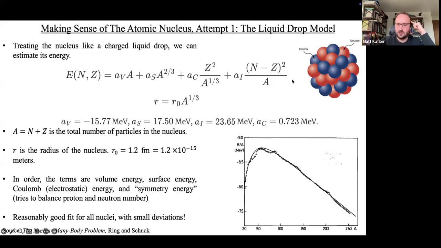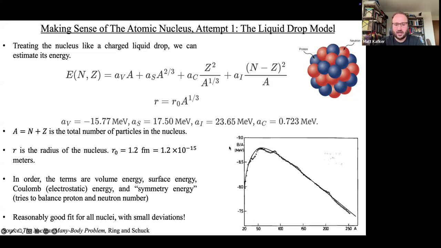And then there's what is called the symmetry energy. It's there to try to balance the number of protons and neutrons. I guess you can think about that quantum mechanically, but that would take us too far afield. And then crucially, there are these A's here, which are parameters that can be fit to experiment. If you measure a bunch of masses of nuclei and then do this parameter fit, you get some specific numbers.